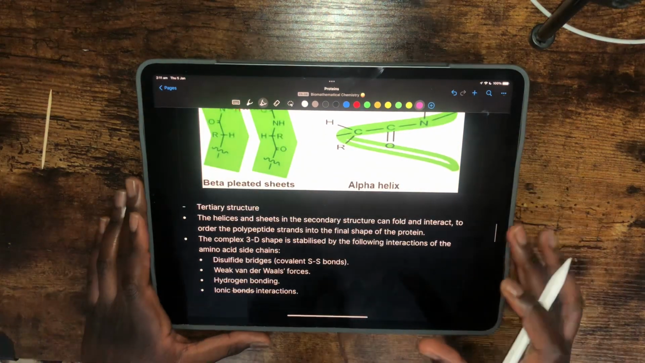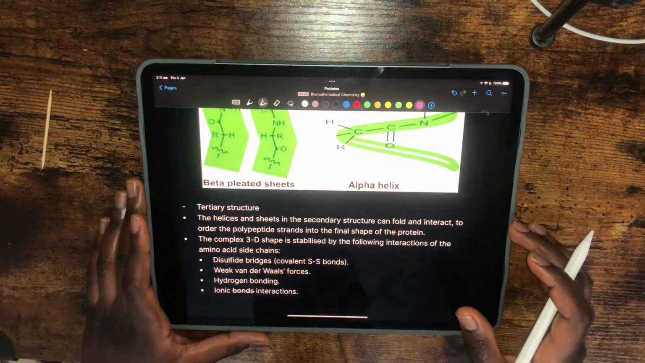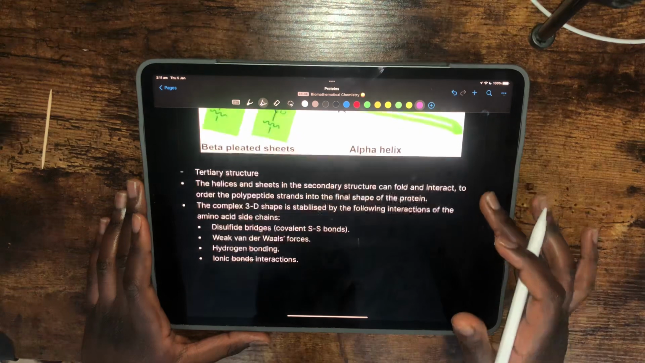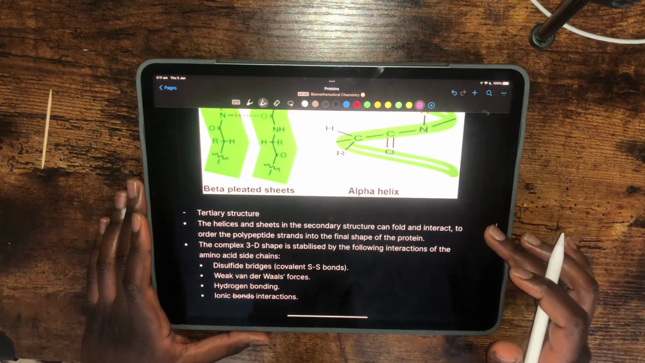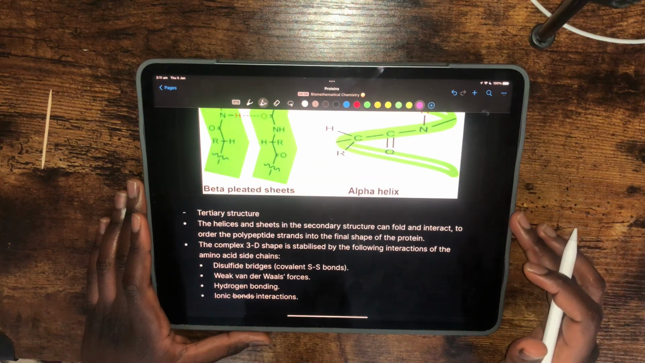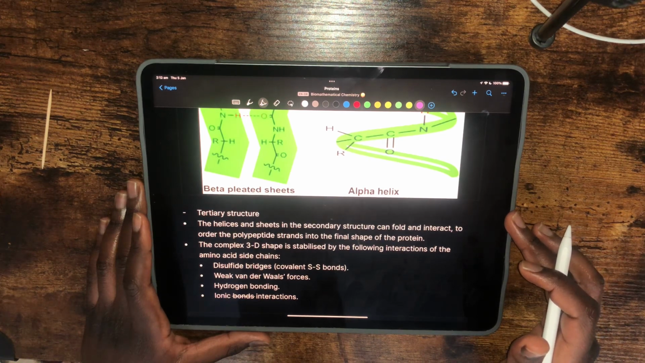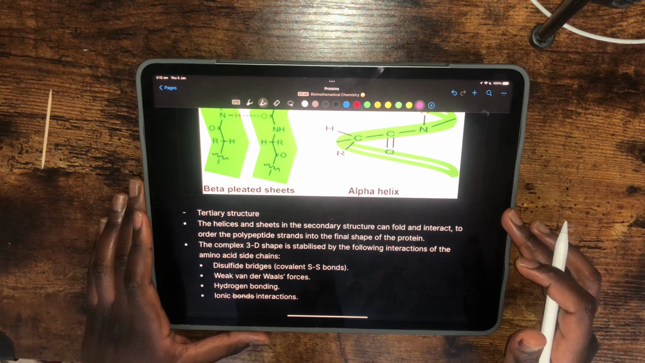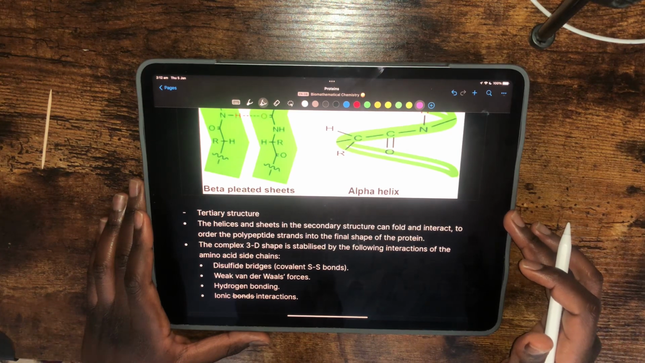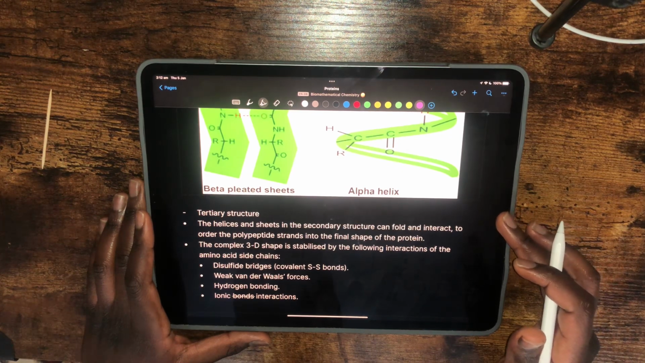But tertiary structure. So, the helices and sheets in the secondary structure can fold and interact to order the polypeptide strands into the final shape of the protein. So the complex 3D shape is stabilized by the following interactions of the amino acid side chains. So disulfide bridges.